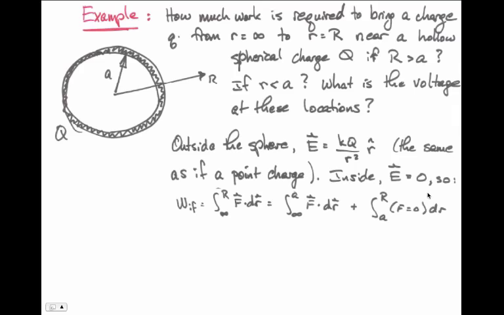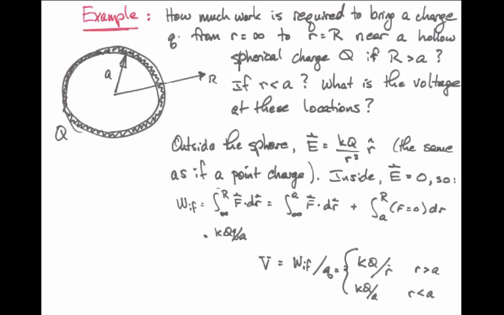And so the second term in this integral represents the increments or steps we take in the region where the force is 0. This integral, as we've computed before, is k times q, the product of the two charges, divided by a, and the second integral will be 0. So the voltage will equal the work divided by little q, or kq over r if r is greater than a, or just kq over little a if r is less than a.